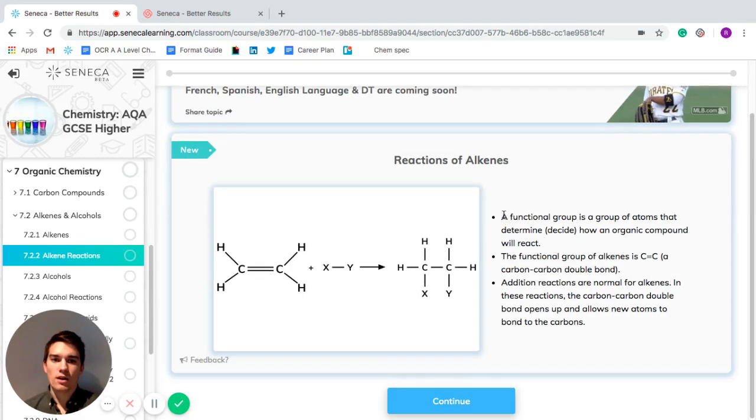A functional group is a group of atoms that determine how an organic compound will react. The functional group of alkenes is C double bond C, so two carbons connected by a double bond. Addition reactions are normal for alkenes. In these reactions, the carbon-carbon double bond opens up and a new atom will bond with the carbons.